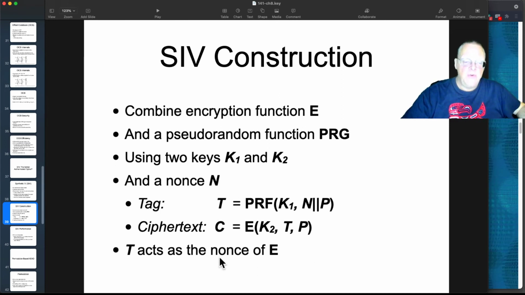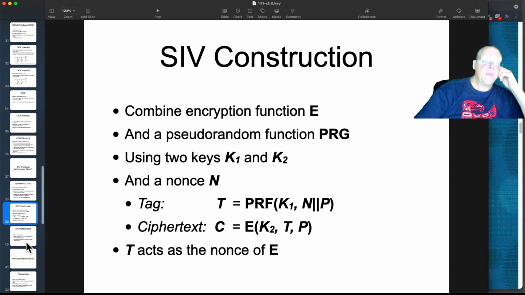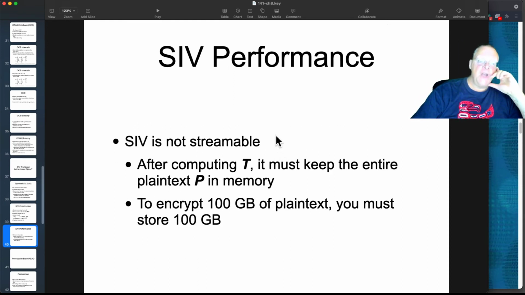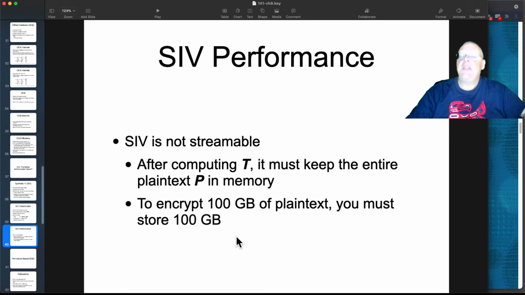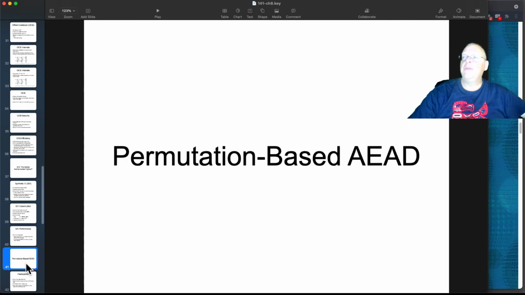And so the tag acts as the nonce of E. So you calculate the tag and use that for the nonce for the encryption, which is not a bad thing to do. I guess that's the part that makes it a synthetic IV. The tag is used as the IV down here for this encryption. And so it's not streamable, which is a problem. You have to pass through the data twice. So that's a limitation. But anyway, it's another option, considered strong.